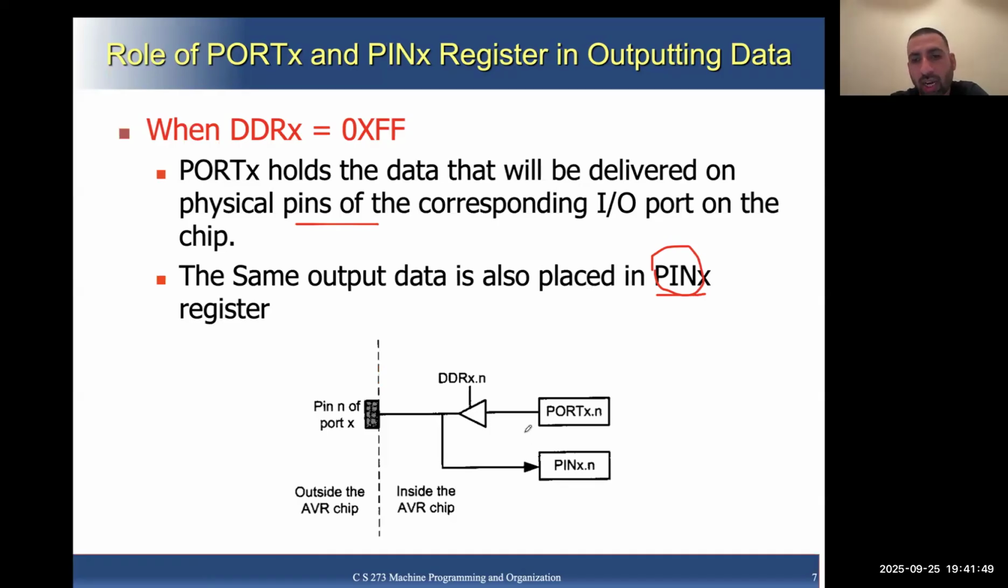So here, let's say you have configured DDRx in the output direction. Here you have a buffer, and this buffer has a control signal which acts as enable or disable for the buffer. So if the DDRx dot n, like let's say here you want to use port B, DDRB.